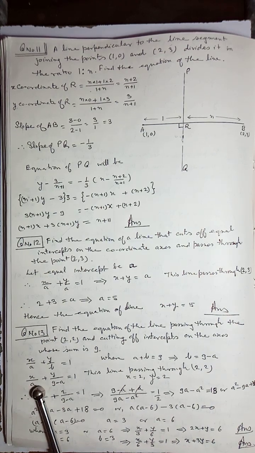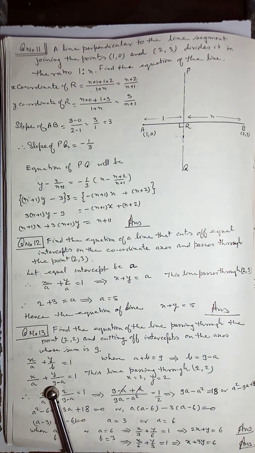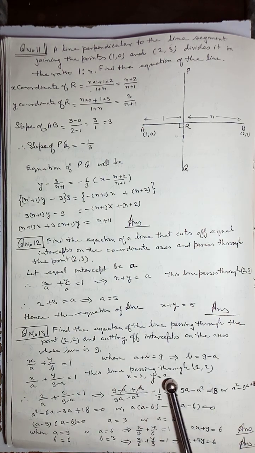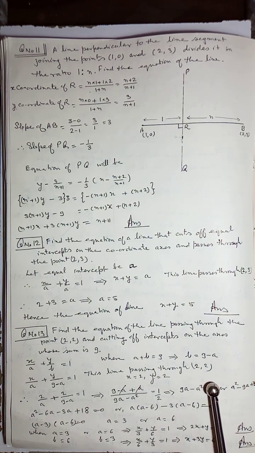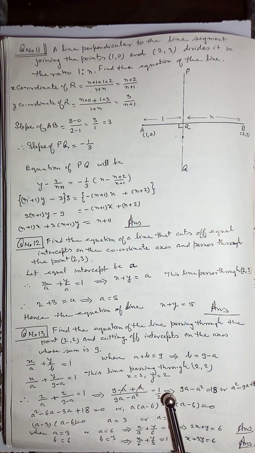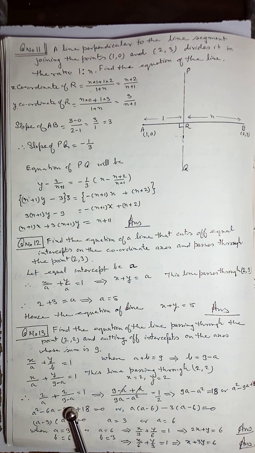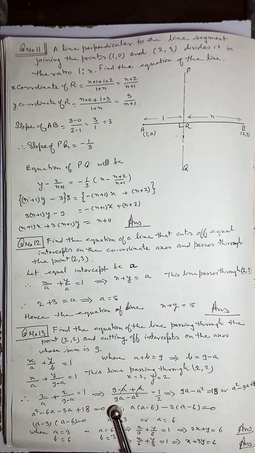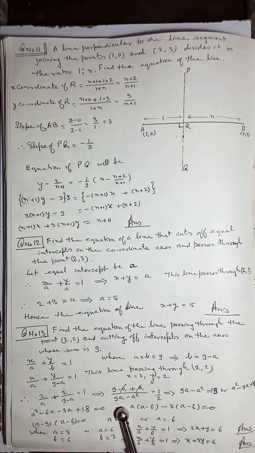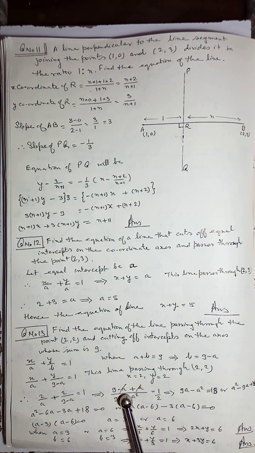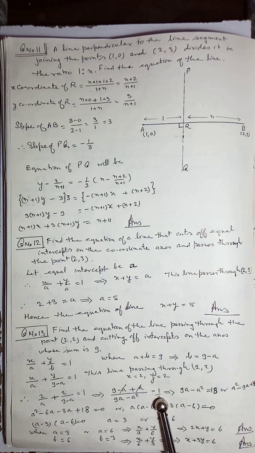So x by a plus y by (9 minus a) is equal to 1. This line is passing through (2, 2), so x is equal to 2 and y is equal to 2. Substitute it. So we will get 2 upon a plus 2 upon (9 minus a) equal to 1. Take the LCM. The LCM will be equal to 9a minus a square. In the numerator, you will get 9 minus a plus a. Minus a and plus a will be cancelled, and it will be equal to 1 by 2.